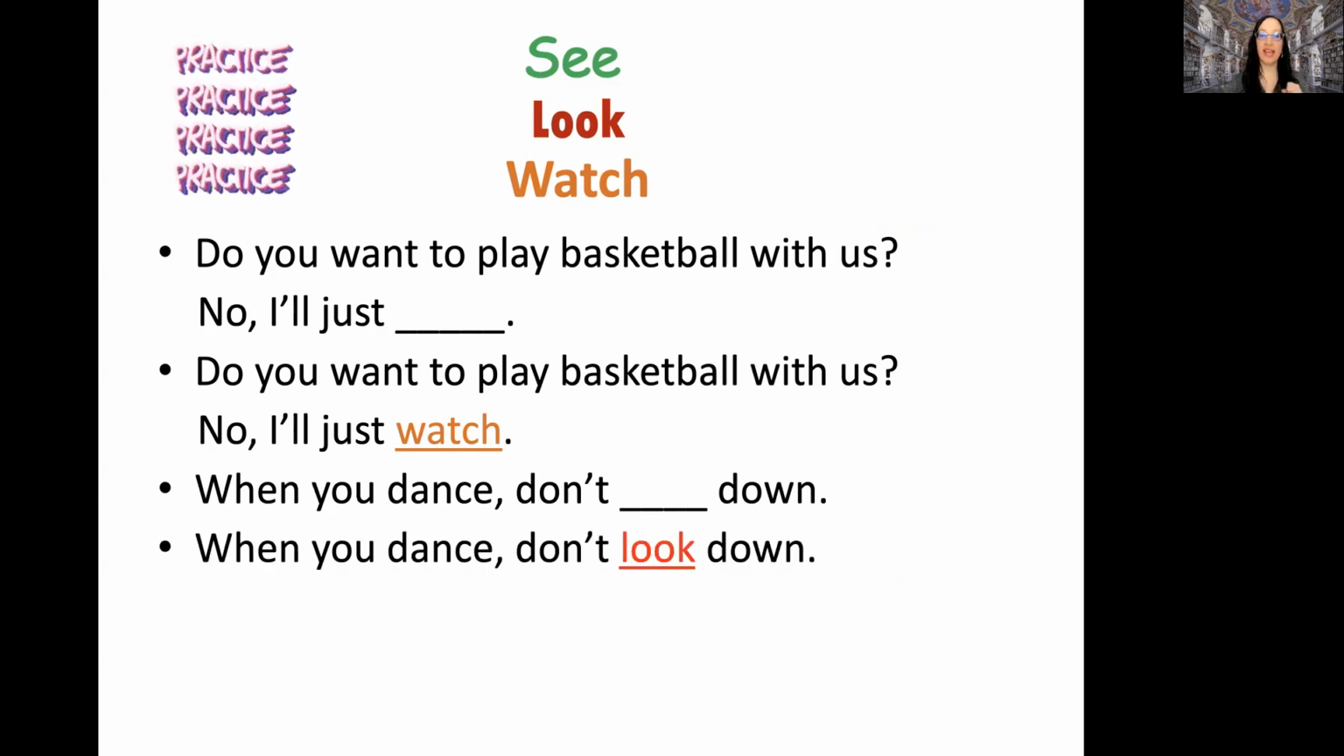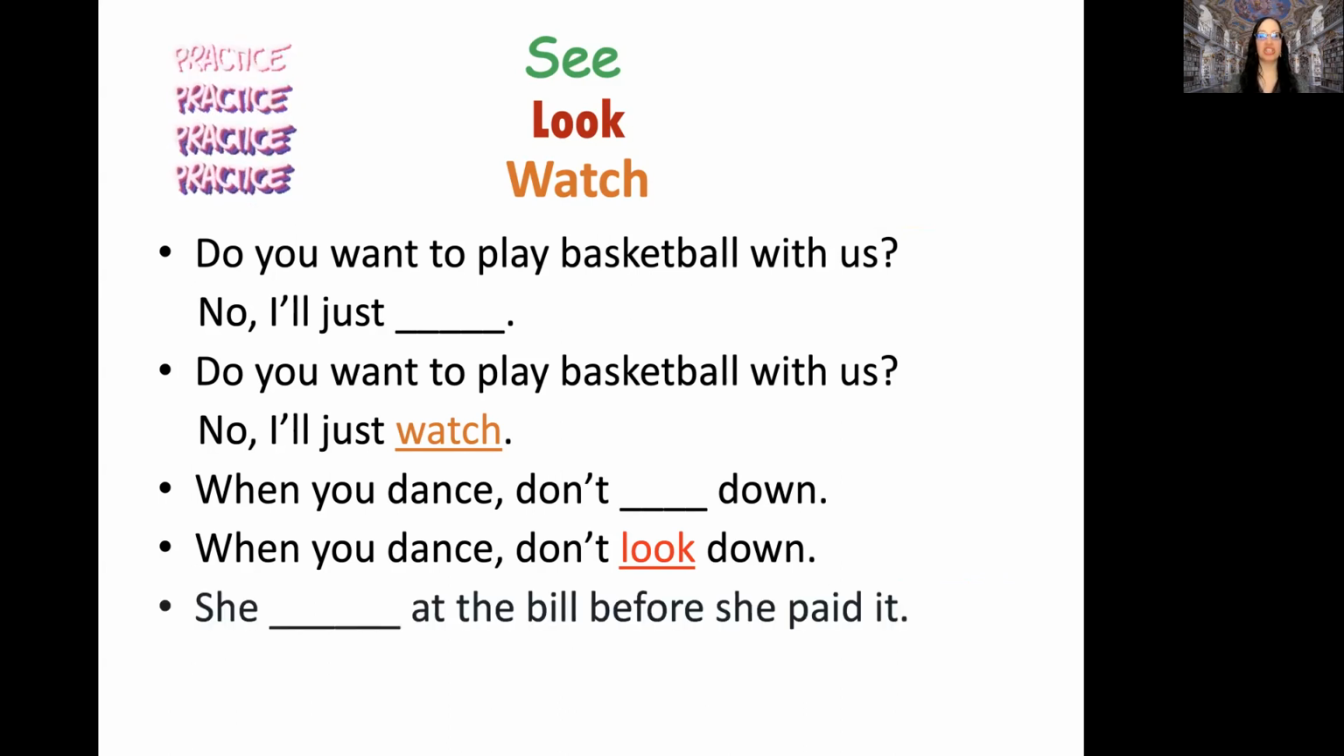Okay, when you dance, don't look down. Okay, so you're dancing and they're saying, don't look down. Okay, because you don't want to fall and you just want to look straight forward. Okay, it's a direction we are actively doing. That means we have to make an effort to do it. So that's looking. Think of look this way, look that way. Okay.